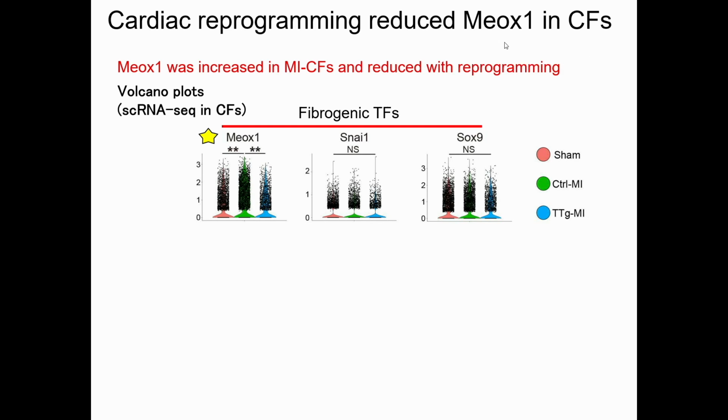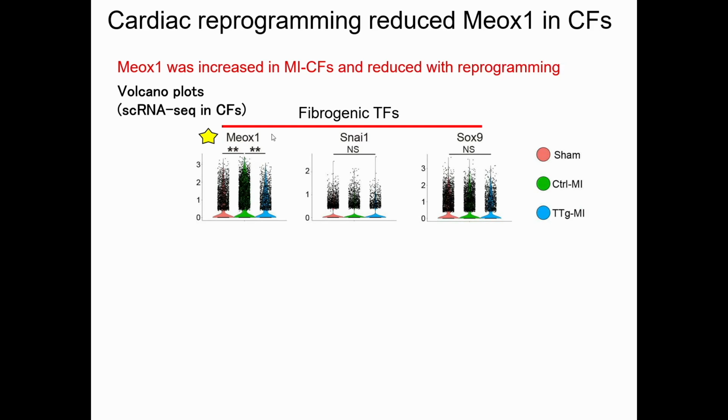I think many of you may know MEOX1 is a marker or master gene of bad fibroblasts or fibrosis after myocardial injury. So we tested, for example, whether fibrogenic transcription factors may be regulated by cardiac reprogramming. So these are volcano plots of single-cell RNA sequencing in cardiac fibroblasts. Red indicates sham, green indicates control MI, and blue indicates triple transgenic mouse.